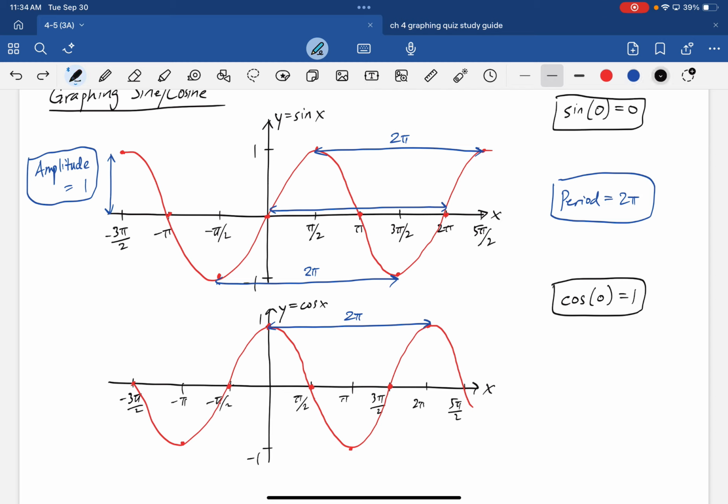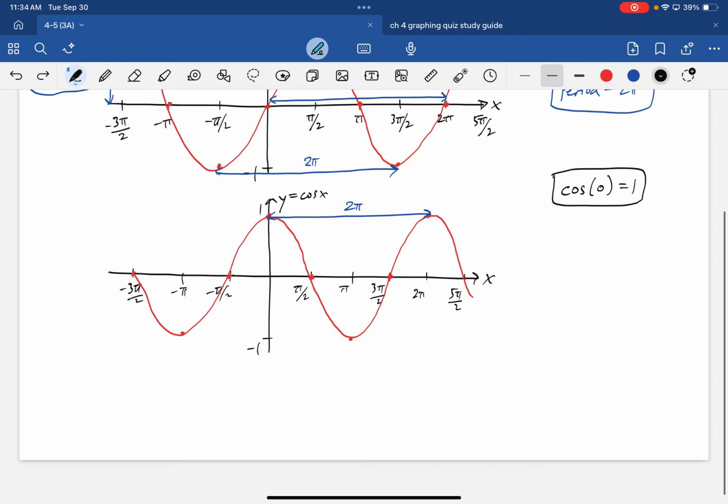So the amplitude is going to be half the distance between the top and the bottom. The distance between top and bottom is 2, so the amplitude is 1. Okay, next slide.